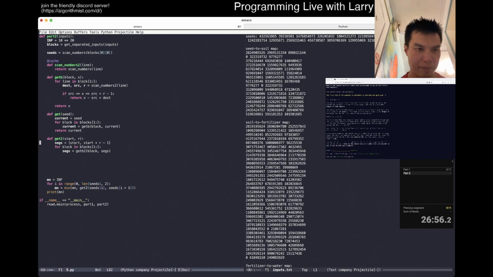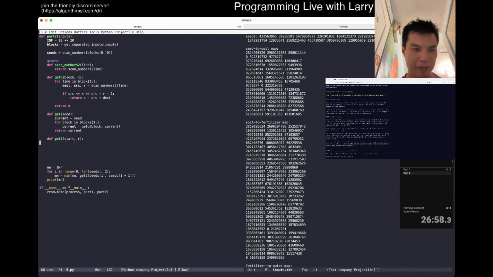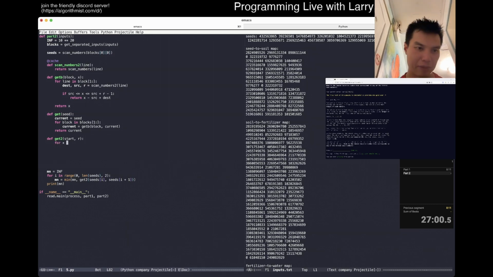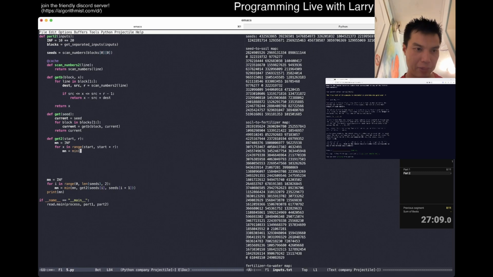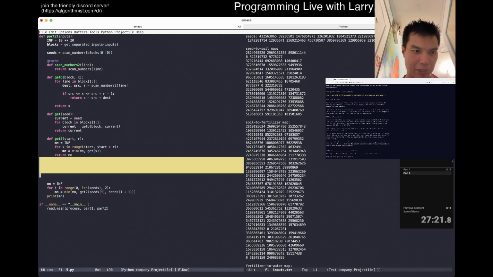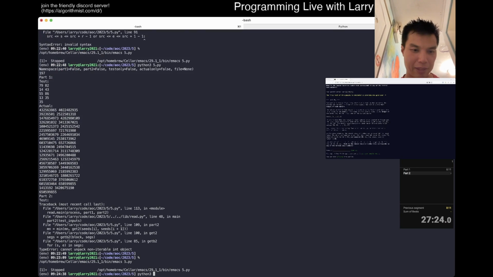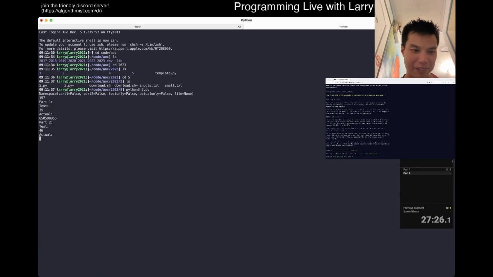What was I going to do? Oh yeah, this is for x in range from start plus r equals min of get x. I guess get x. I don't know why I wrote it that way. Okay, so this times out, of course. Or at least, I don't know. Does this time out? It's still running.